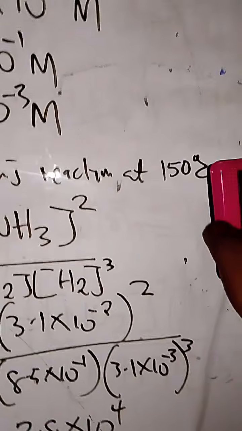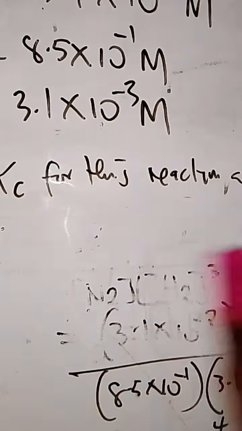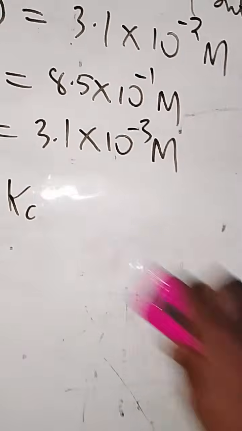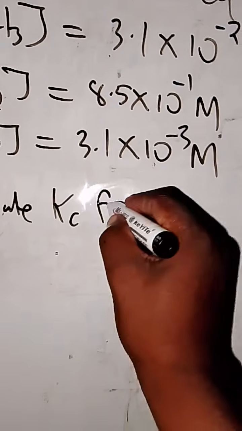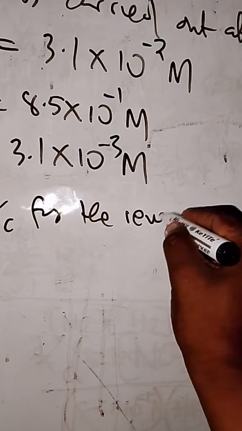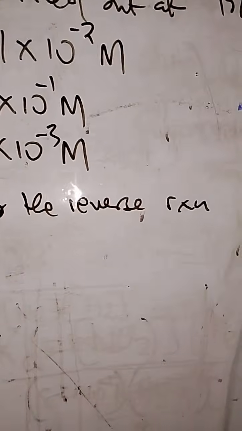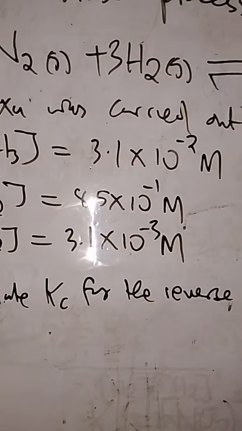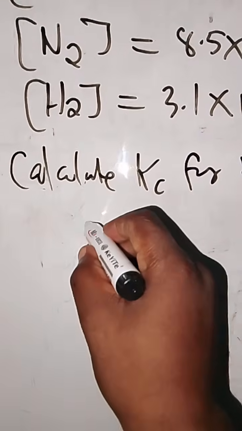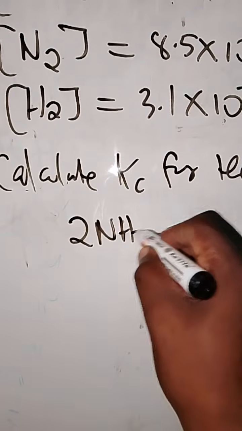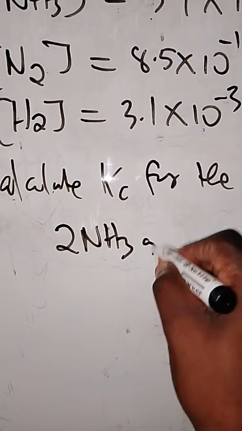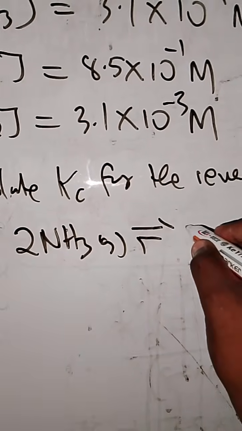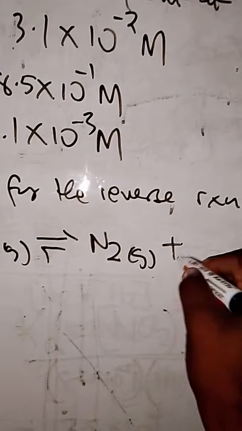Okay, so now the second question: we need to calculate Kc for the reverse reaction. So reverse reaction simply means ammonia is now the reactant. So ammonia forms nitrogen gas plus hydrogen gas.